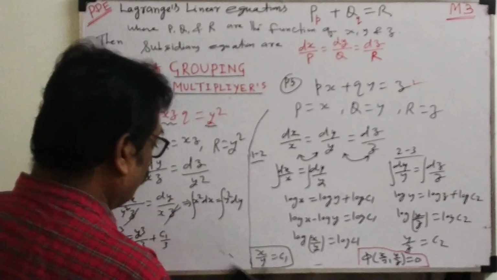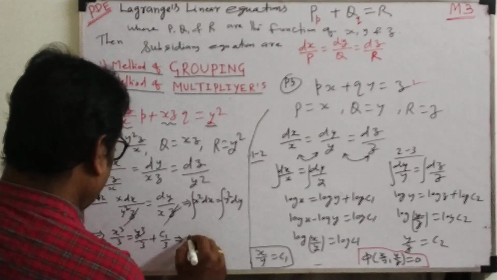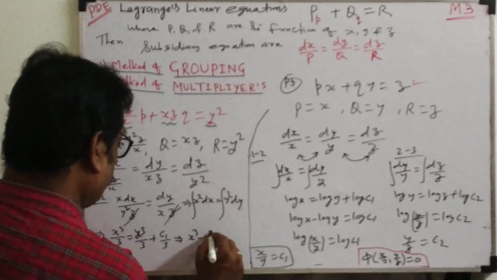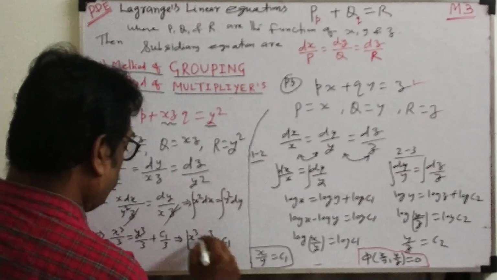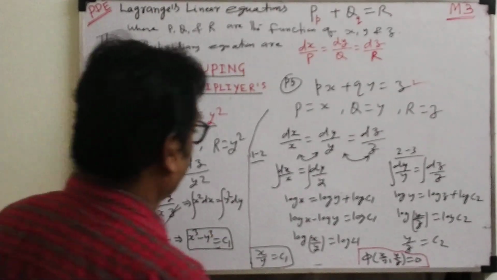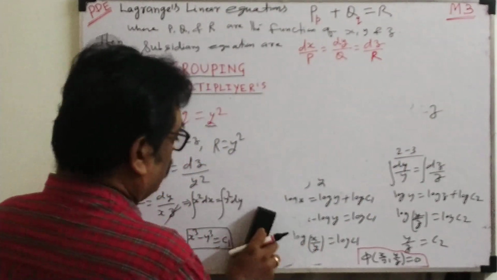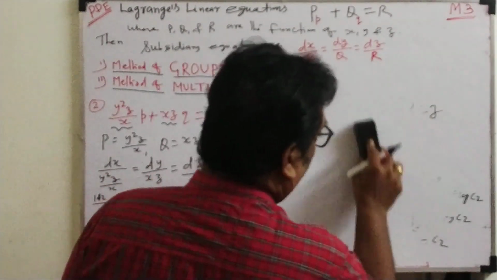Okay, so directly what can we write here? x cube minus y cube equal to C1. This is the first answer that came. Now I will rub it off this side. This first method of grouping is over. Now the second part, you see here.